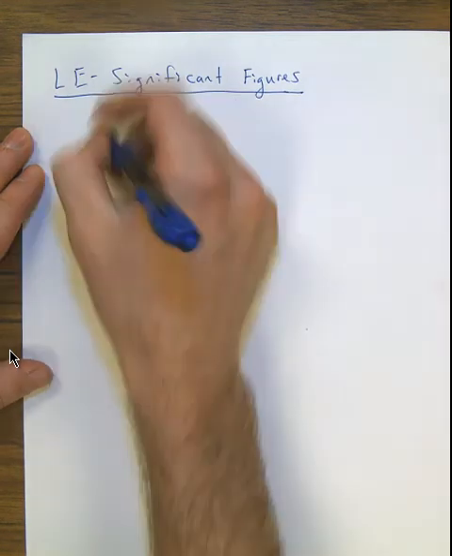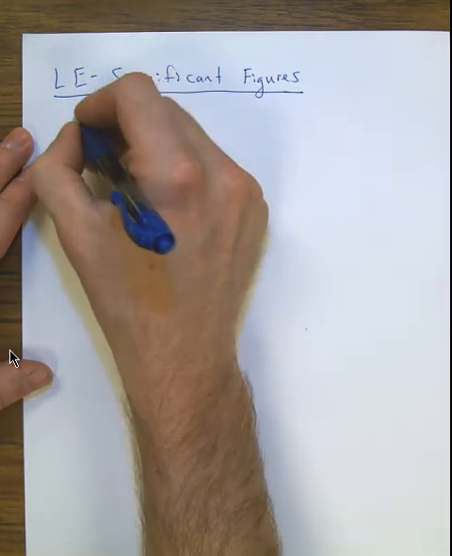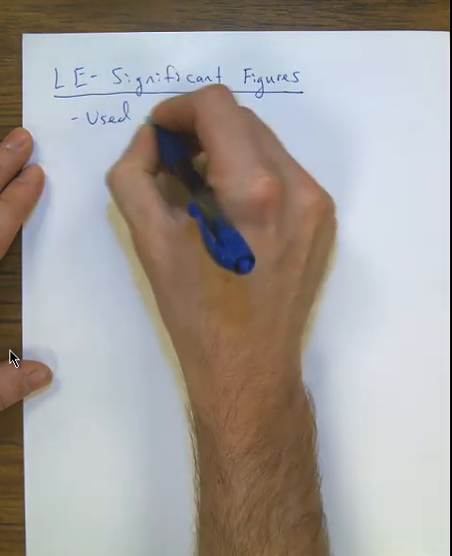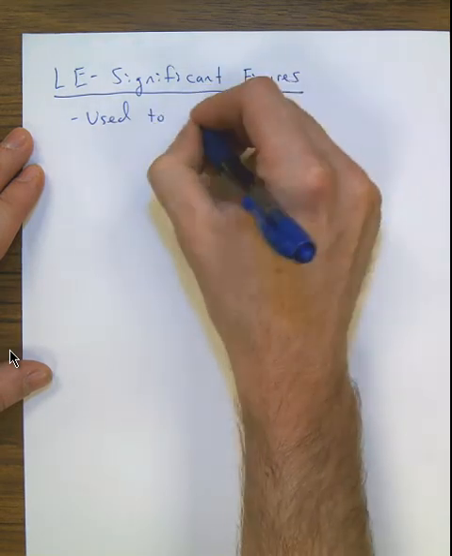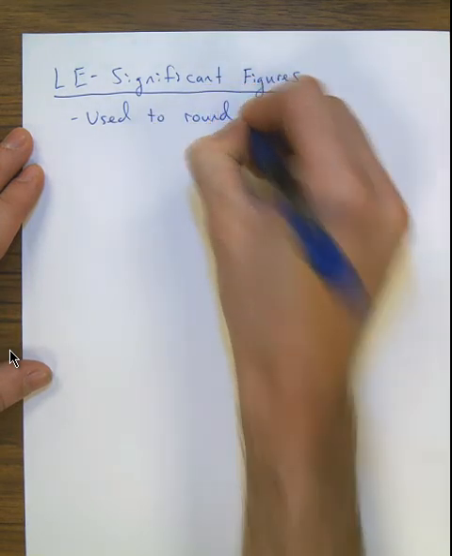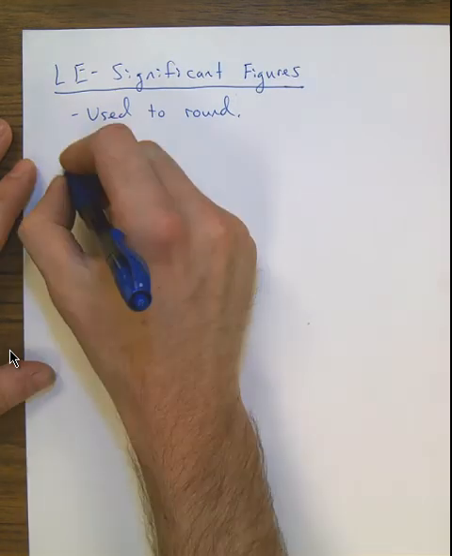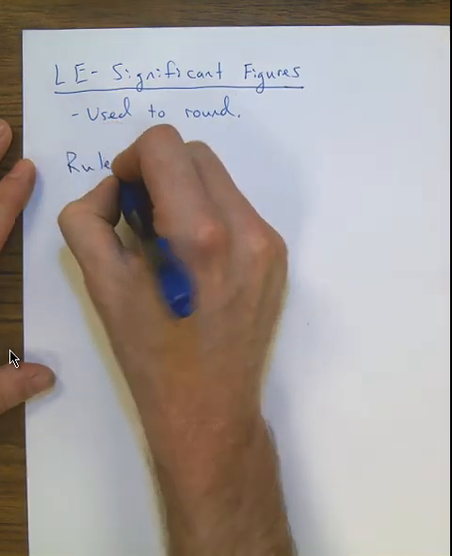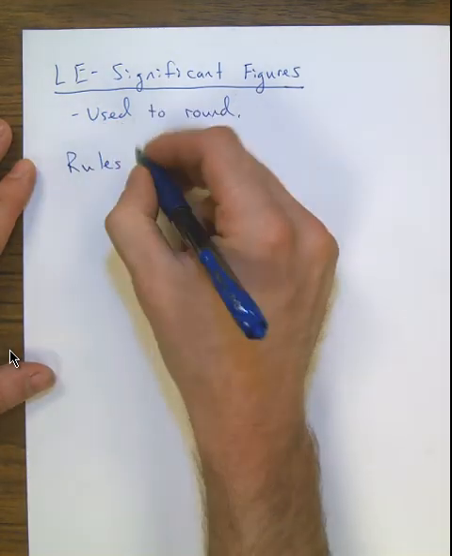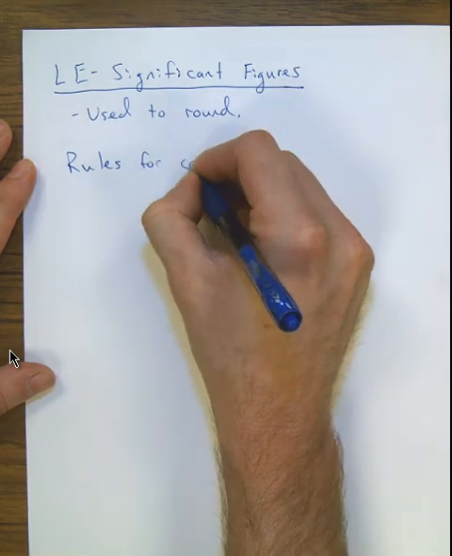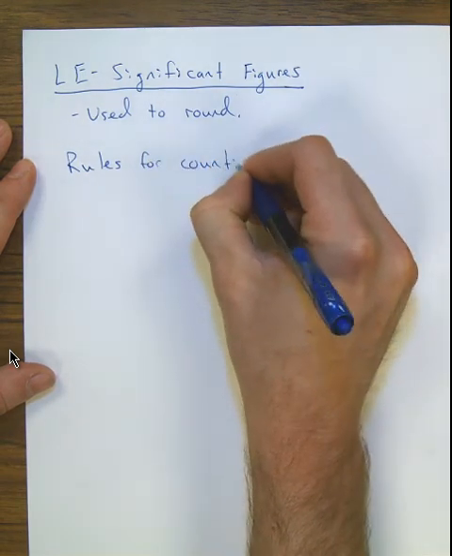So again, significant figures are used to round. We have specific rules that we follow for rounding numbers in chemistry, and what we have to be able to do is understand which numbers are actually significant in a measurement. The way we do this is that we set up these rules for counting. There are actually only 4 rules for counting, and you're not going to find them terribly hard once you look at them.